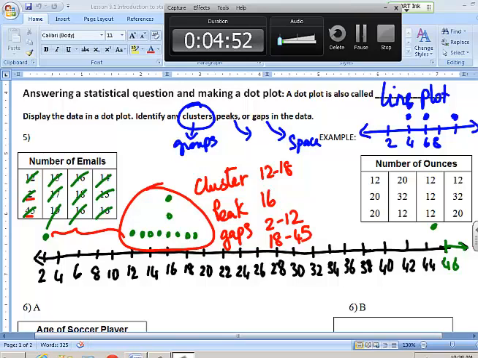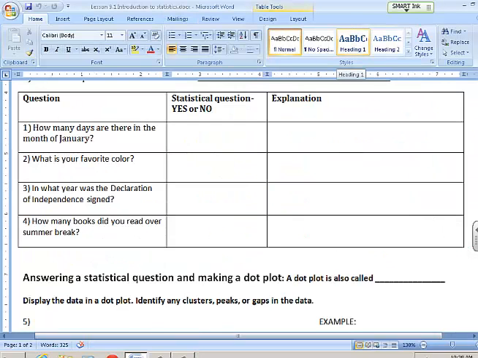All right, let's go ahead and take a look at the next example. Okay, let's take a look.